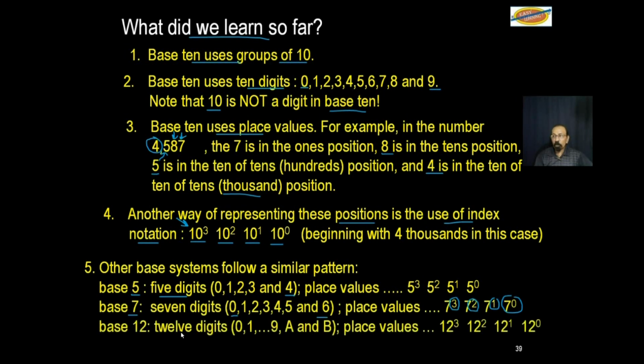Base 12 has 12 digits, 0 to 9, that will take care of 10. A will be the next digit, which will actually be 10, and B will be the 12th digit, which will actually be 11. But remember, you can't write 10 and 11, so you write A and B instead of 10 and 11. And again, the same thing applies. First position is 12 to the 0, second position 12 to the first, and so on.